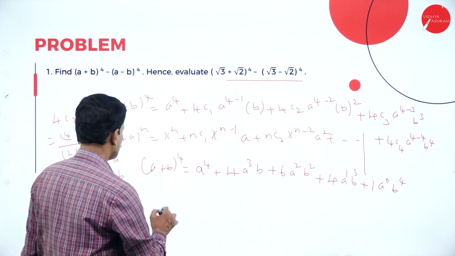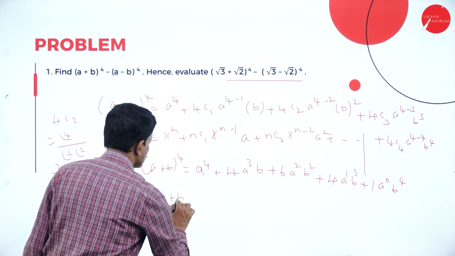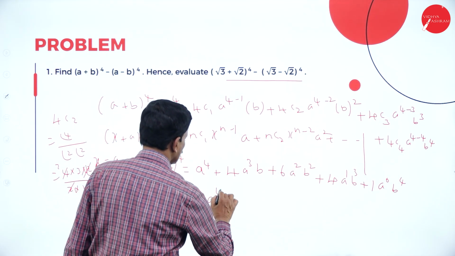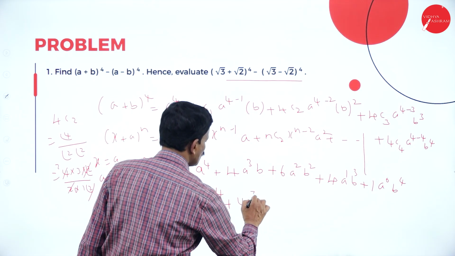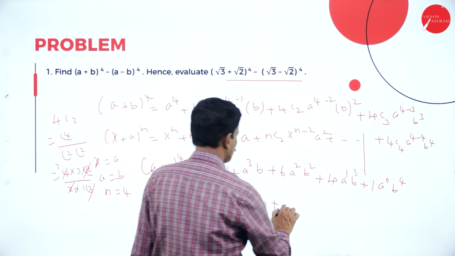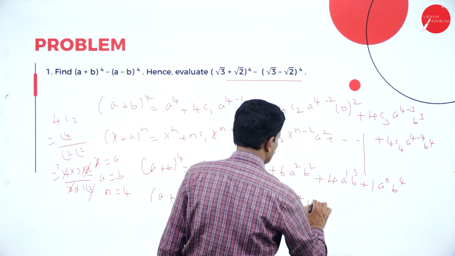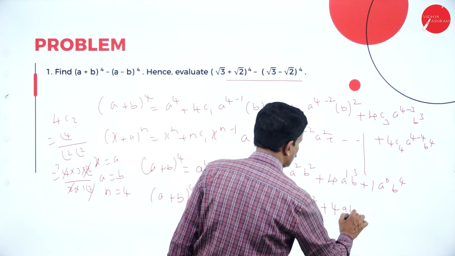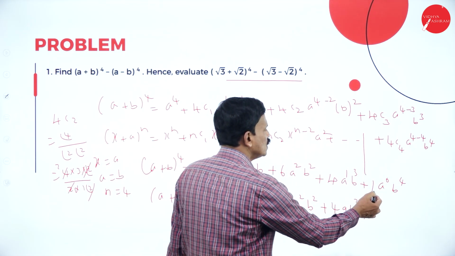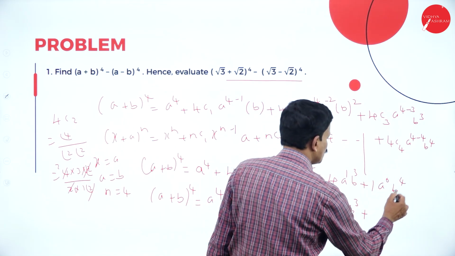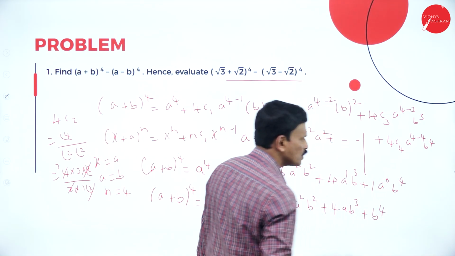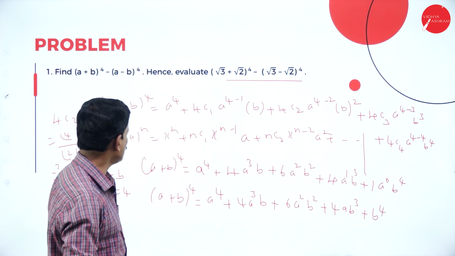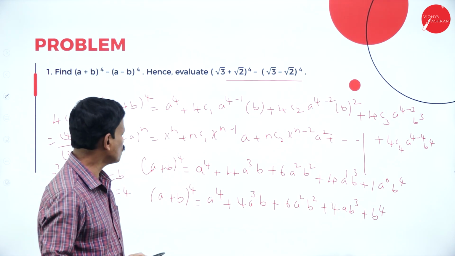Okay. So therefore this can be written as (a + b) whole to the power of 4 is a raised to 4 plus 4a cube b plus 6a square b square plus 4a b cube plus a to the power of 0 is 1, 1 into 1 into b to the power of 4 is b raised to 4. This is the simplified answer for (a + b) whole to the power of 4.